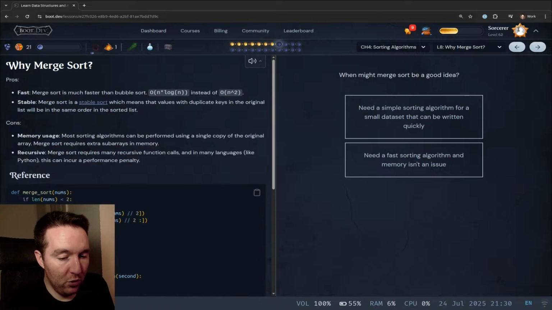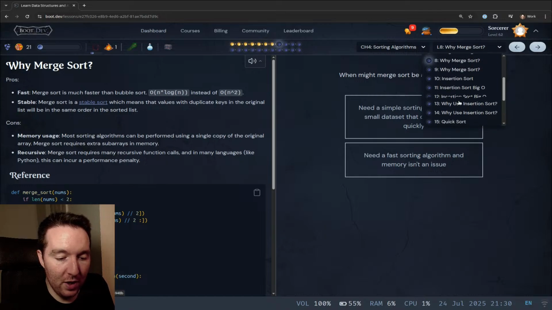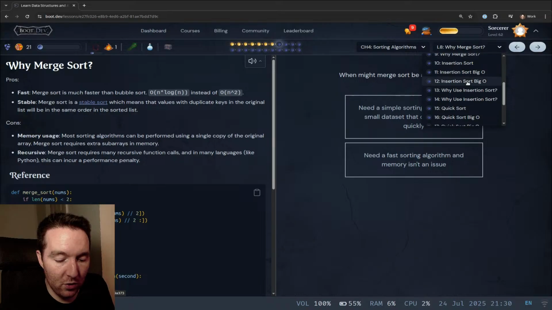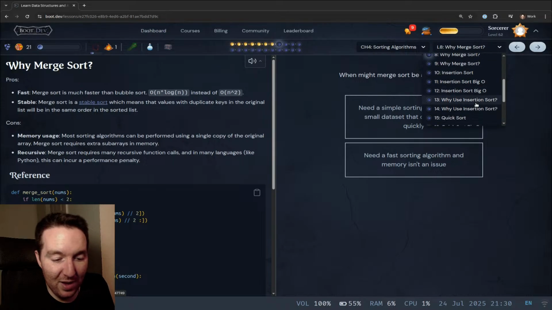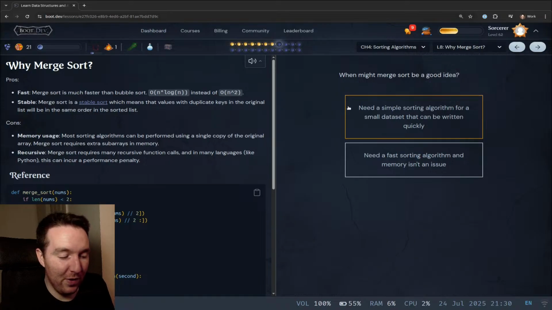So, why merge sort? The end of merge sort kind of mushed my brain. We've got a couple of things. Then we've got insertion sort. We'll see how far we get. We might get to quick sort. I don't think we'll get to quick sort, but we might be able to get through insertion sort if I don't have a big brain fart again.